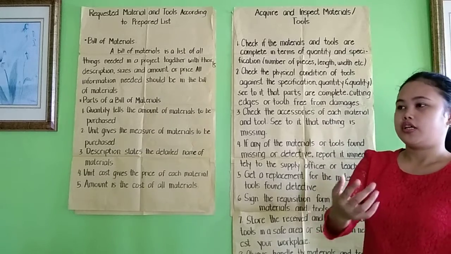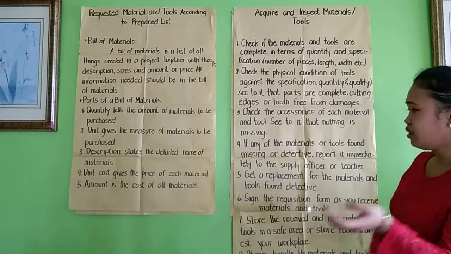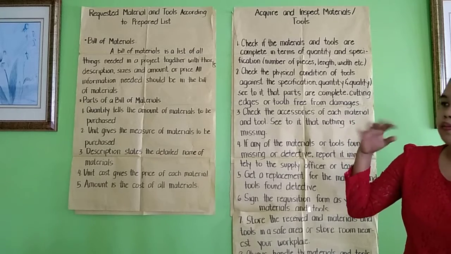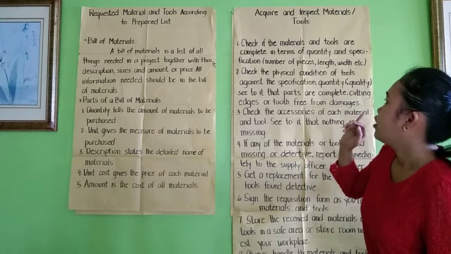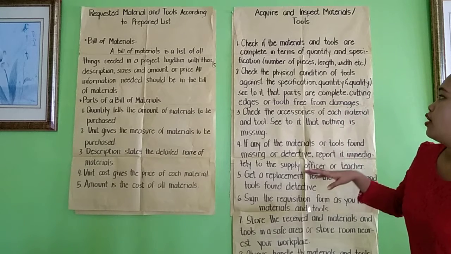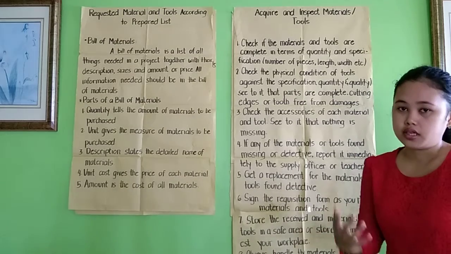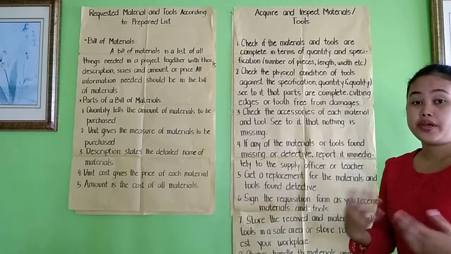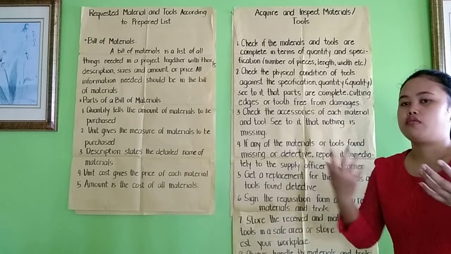So that's why it's very important for you to carefully check the materials or tools. So there are hints for you to know. Number one is check if the materials and tools are complete in terms of quantity and specification, like number of pieces, length, width, etc. So it is very important to check the materials, of course, and tools if it is complete in terms of quantity, how many. If it is lacking, you have to report it before you're going to acquire the materials or tools.